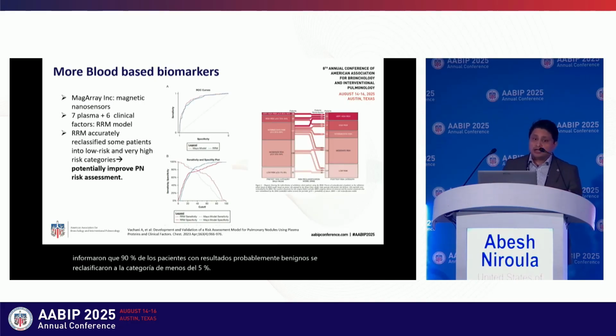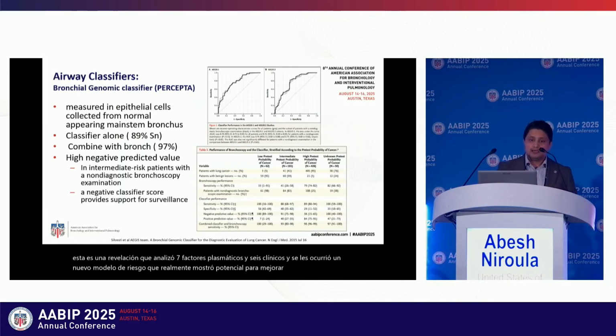So there are other blood-based biomarkers that have been studied. For example, MAGERA, this is the Reveal, looked at 7 plasma and 6 clinical factors, and they came up with a new risk model, which actually showed potential to improve peripheral nodule risk assessment as well.